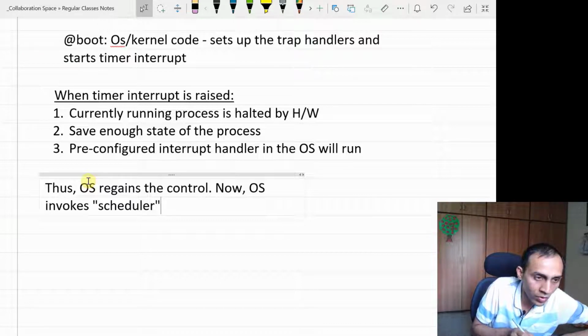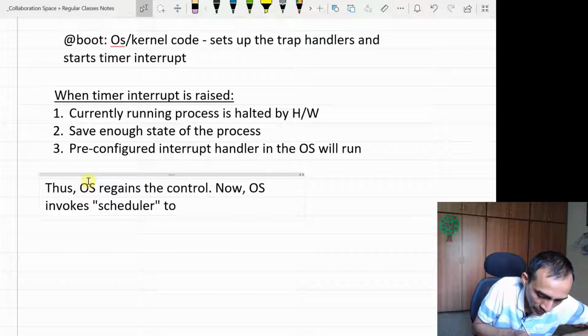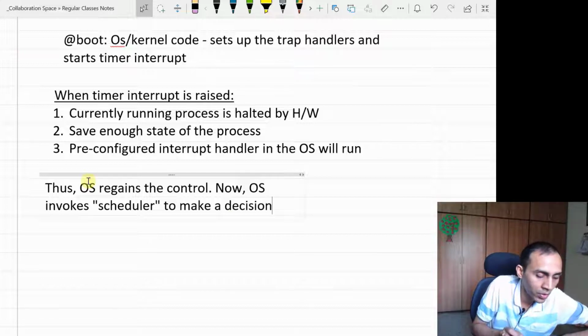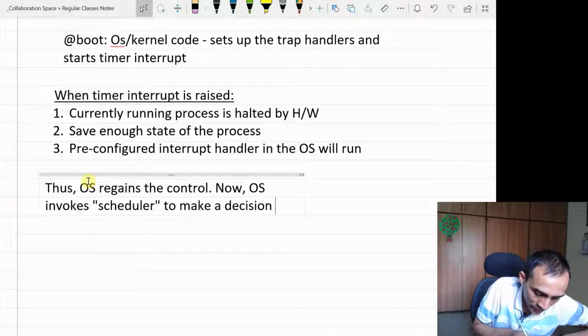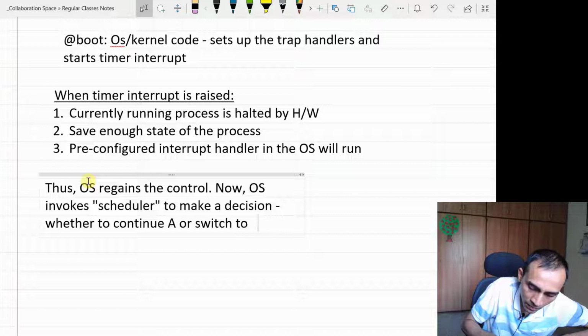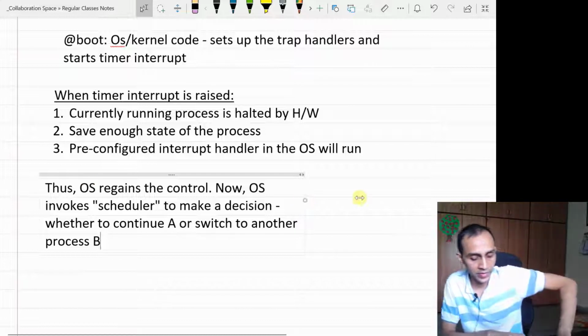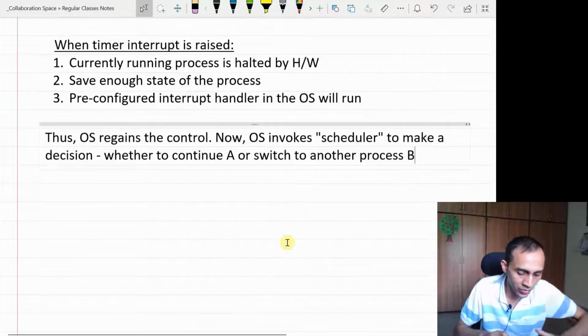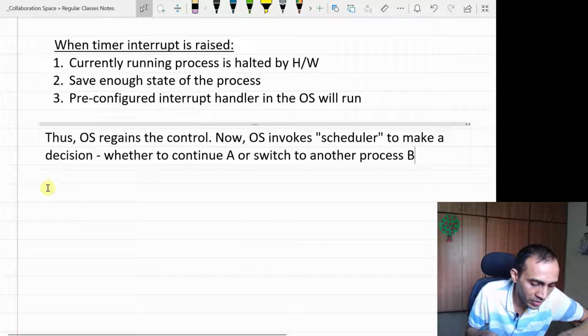So basically, the OS will call that process scheduler code to make a decision based on some policy. The scheduler will have some algorithm, some policies, and based on that policy, it will decide whether to allow process A, the process which was running, to continue, or let us say switch to another process B. That decision will be made by the scheduler, which is a part of the OS itself. So actually the OS is making the decision.